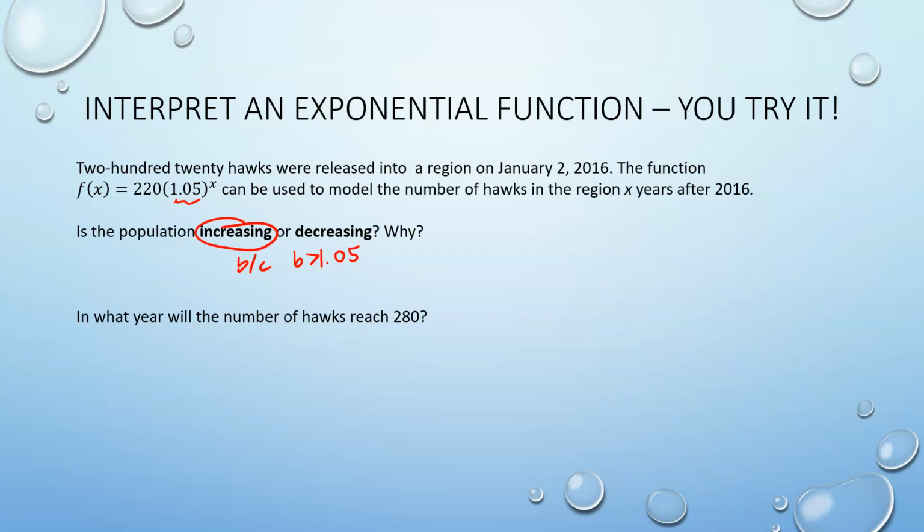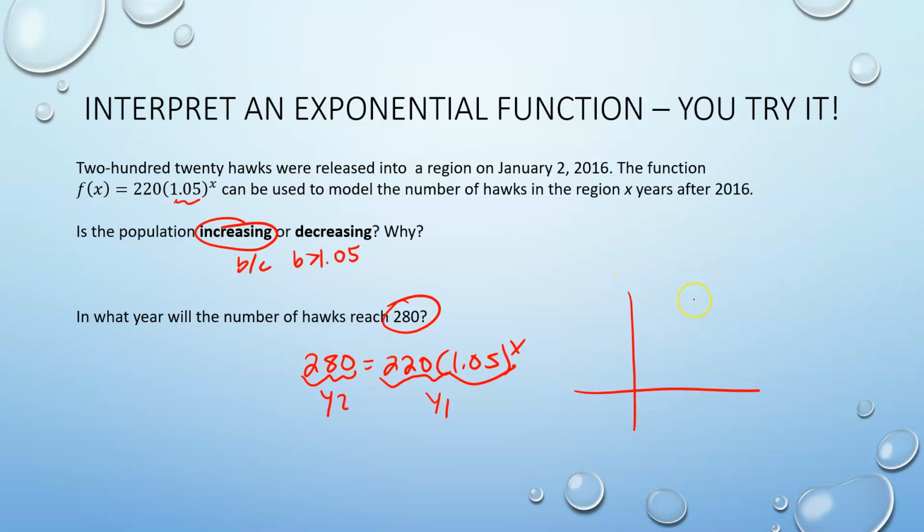In what year will the number of hawks reach 280? So this is my total number. So we had a situation where you had 280 equals 220 times 1.05 to the x. Again, hopefully you used your graphing calculator. You could have put this under y2 or y1, this under the other.